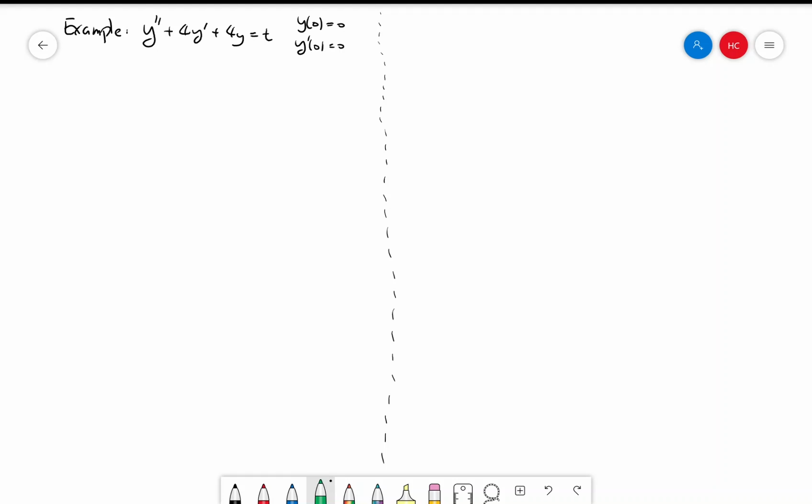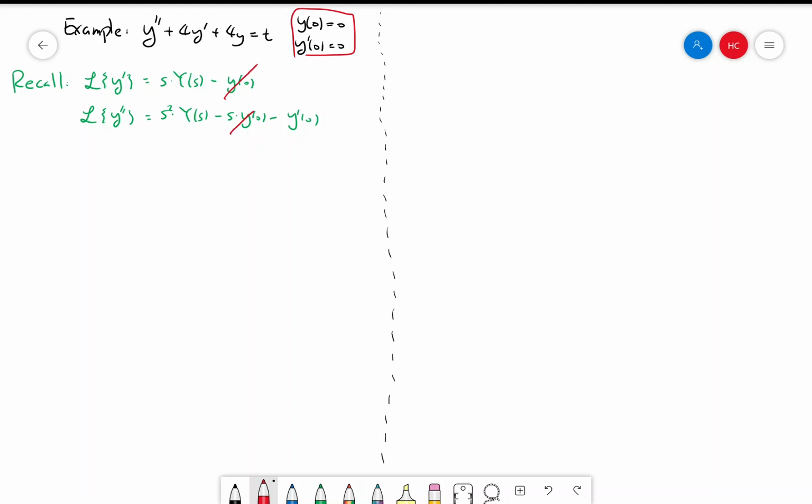Okay, so the first step is to take Laplace transforms on both sides. Let's recall from the previous section that the Laplace transform of y prime is s times capital Y minus y at 0. And the Laplace transform of y double prime is s squared times capital Y minus s times y at 0 minus y prime at 0. Well, the good thing is the initial conditions are both 0, so none of these terms are here.